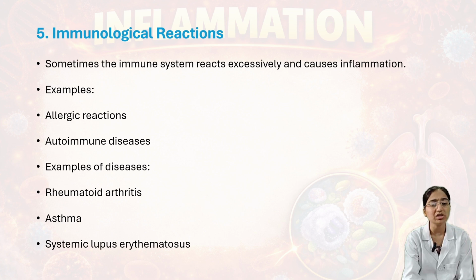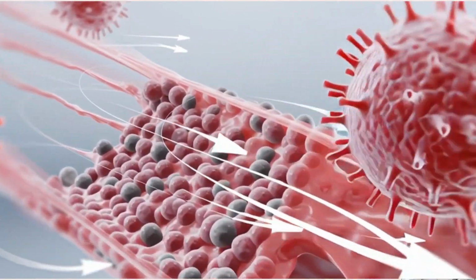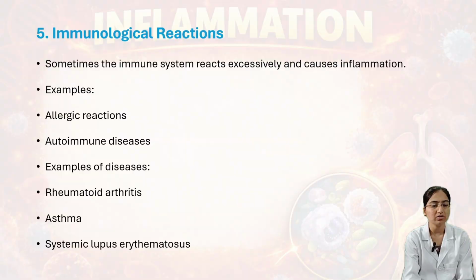Next we'll see immunological reactions. Sometimes the immune system reacts excessively and causes inflammation. For example, allergic reactions and autoimmune diseases, such as rheumatoid arthritis, where our immune system attacks our own body, causing joint pain, redness, and swelling. Also asthma and systemic lupus erythematosus. This is all about immunological reactions.